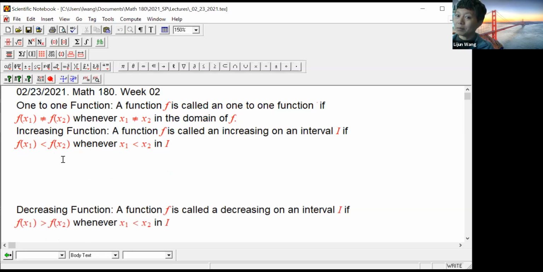Increasing function, what does this mean? Whenever one input is smaller than the other input from a particular interval, their respective outputs also have the same relationship.